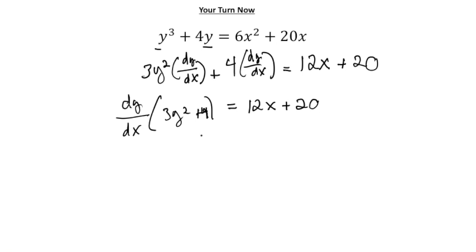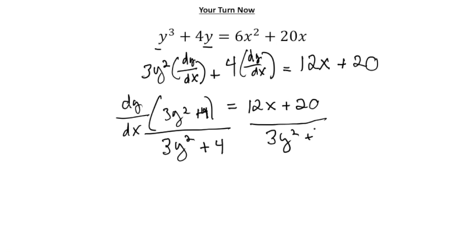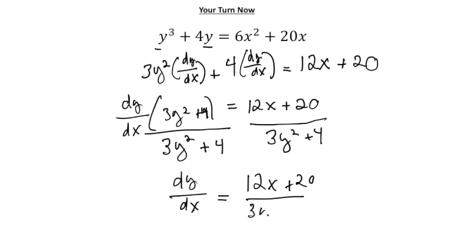All right, and now we're going to divide both sides by 3y squared plus 4. And we end up with dy over dx equals 12x plus 20 divided by 3y squared plus 4.